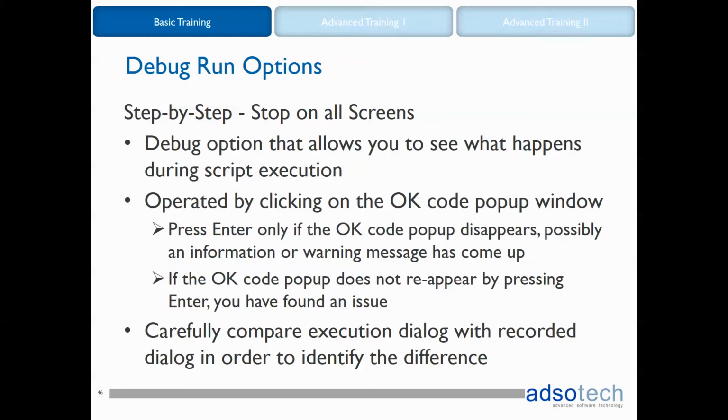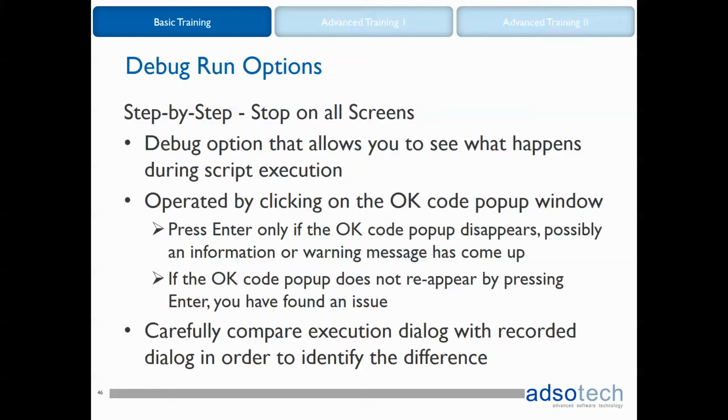If I run my script with step-by-step stop on all screens, I get to see what happens during the script execution in SAP. So I will actually start seeing the SAP screens on my computer screen. And with the stop on all screens option, I can also operate that run. So Winshuttle will pop up the SAP screen and freeze it there for me to have as much time as I want to take a look at that SAP screen.